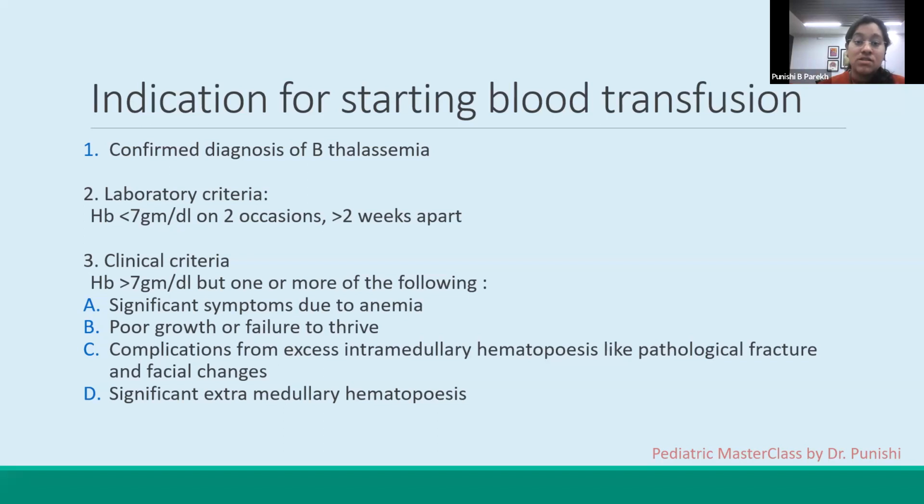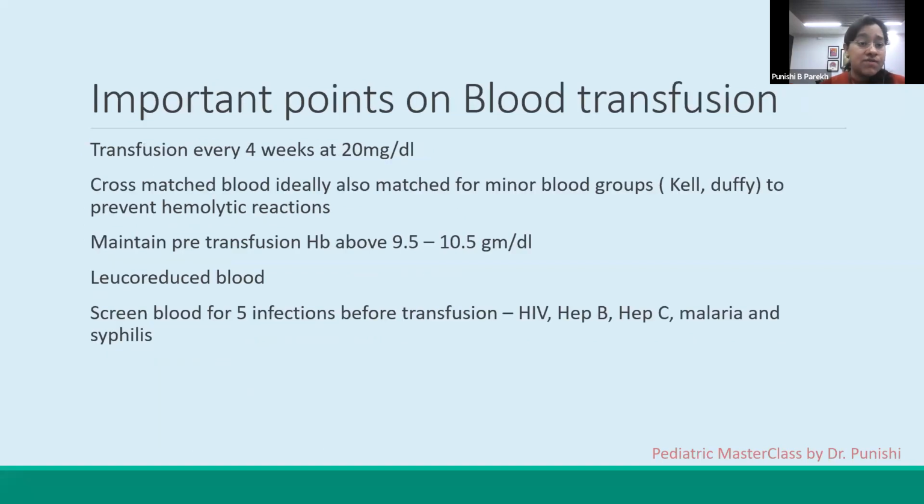So this is something that you must know, that if you have a diagnosed child with beta thalassemia, when do you start transfusions? So how often do you transfuse? We transfuse every 4 weeks at about 15 to 20 mg per deciliter. You have to give cross-matched blood. So ideally, the blood should be cross-matched for your major and minor blood groups. Minor blood groups like you have Kell, Duffy, to prevent hemolytic reactions.